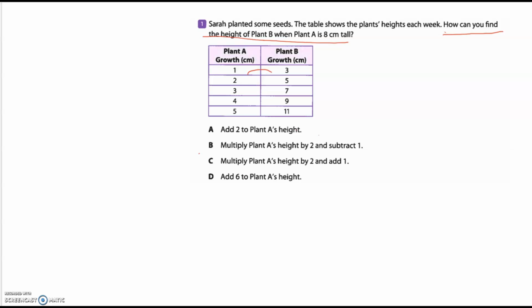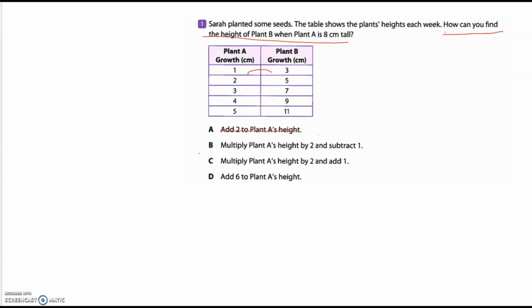So I need to know what I needed to do to 1 to get to 3. The first one says to add 2 to plant A's height. So if plant A was 1, 1 plus 2 equals 3. That works, but I have to check it with number 2. My next one is 2, and I'm going to add 2. 2 plus 2 equals 4. My next number is 5, so I know that cannot be the answer. I'm going to cross out this one.